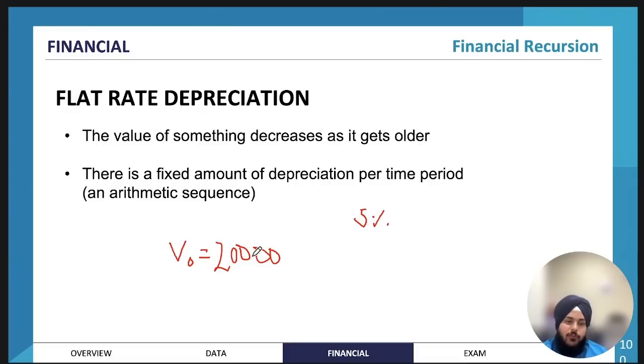So what is 5% of 20,000? If I were to quickly calculate this, that would be around $1,000. So therefore the value of the car is decreasing by $1,000 each year. So the recurrence relation might look something like this: V(n+1) is equal to Vn minus 1,000. This is just an example.